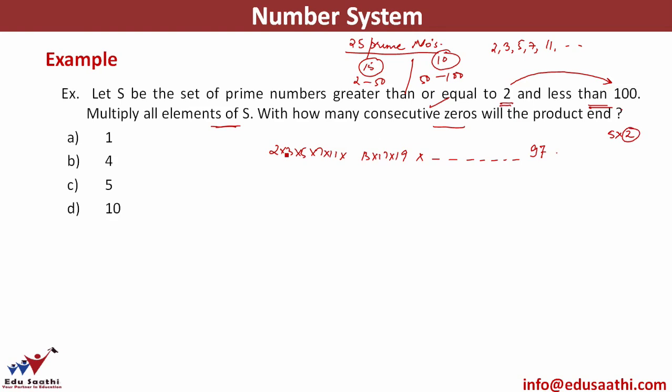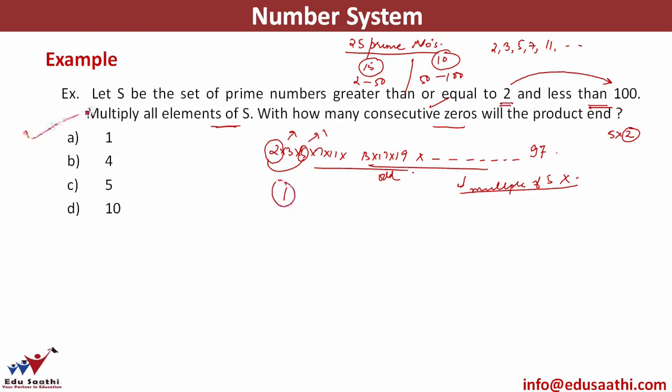How many 2s are there? Only 1, because all the other prime numbers are odd. How many 5s are there? 1. None of the other prime numbers will be a multiple of 5. That cannot happen, because if it's a multiple of 5, it will not be a prime number. So it will have only 1 zero. This will be the answer that I have. It will have only 1 zero in the end.